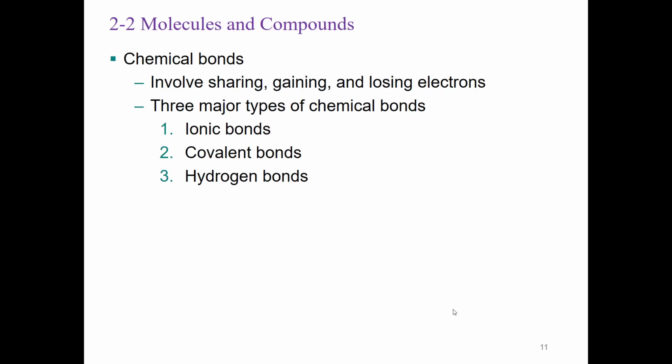The chemical bonds we're going to look at involve, again, sharing, gaining, or losing electrons, and there are 3 major types of chemical bonds. Whenever we have bonds, this is going to help us form molecules and also compounds. The 3 major types of bonds we're going to go over are first ionic, second covalent, and third hydrogen. So let's start with ionic.